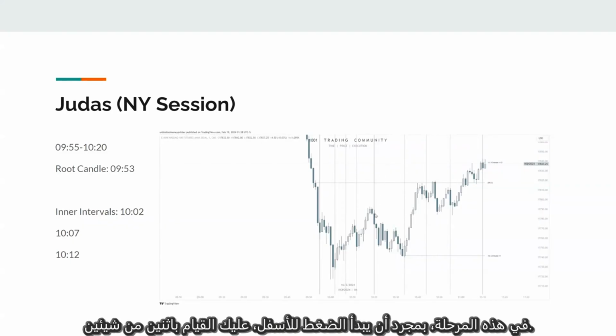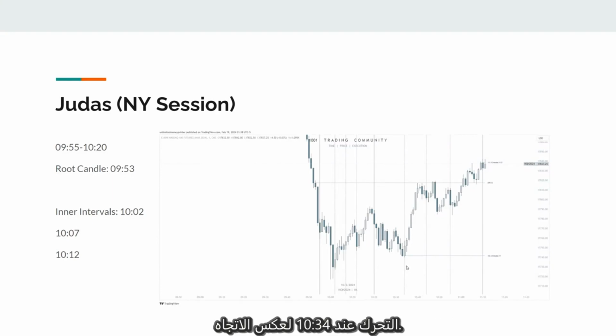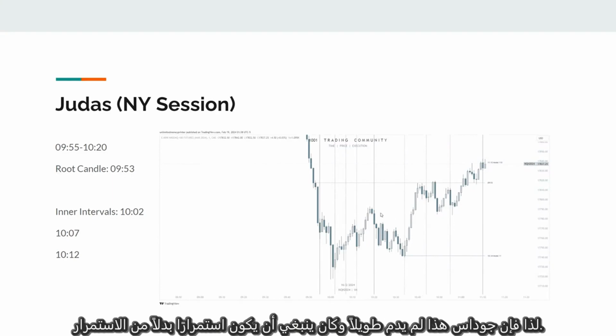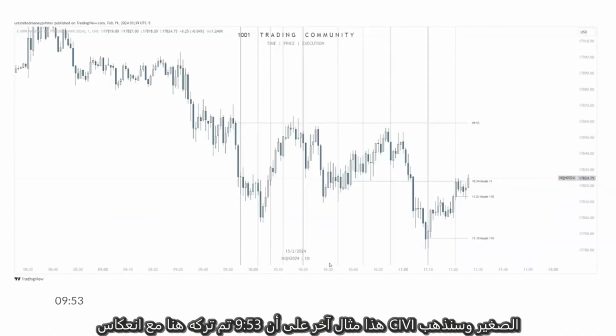At that point, once it starts pushing back down, you need to do two things. Look for what type of liquidity it's forming here. It's forming buy side. And anticipate a move at 1034 for a reversal. So this Judas was short-lived, which should have been a continuation, and instead dragged into the next model, which at 1034 began to push up to what? The 953 root candle.